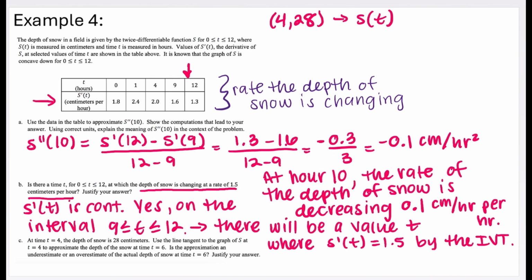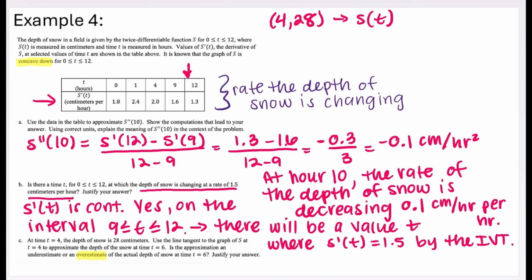because S of t is just talking about the depth of the snow. Use the tangent line to the graph of S at t equals 4 to approximate the depth of snow at time t equals 6. Is the approximation an underestimate or an overestimate of the actual depth of snow at time t equals 6? Well, we already know what kind of estimate it's going to be. This is concave down, which means the tangent line is on top of the graph because the graph is opening down. So it's going to be an overestimate. We already know that. So I'm going to highlight that. We know it's going to be an overestimate specifically because we know it's concave down.